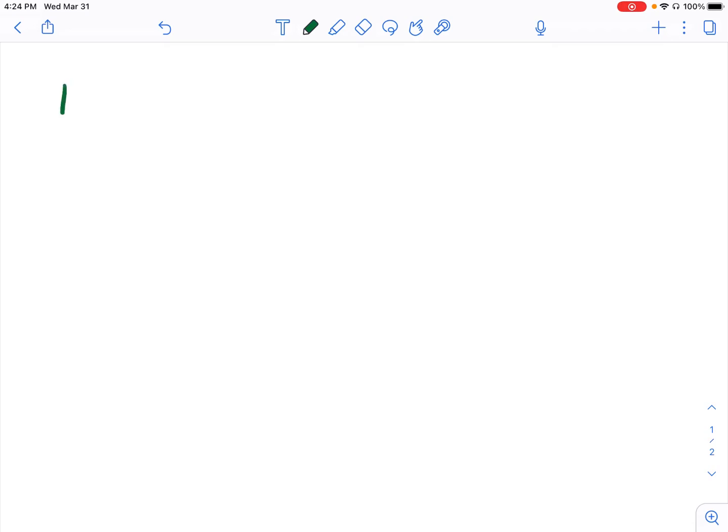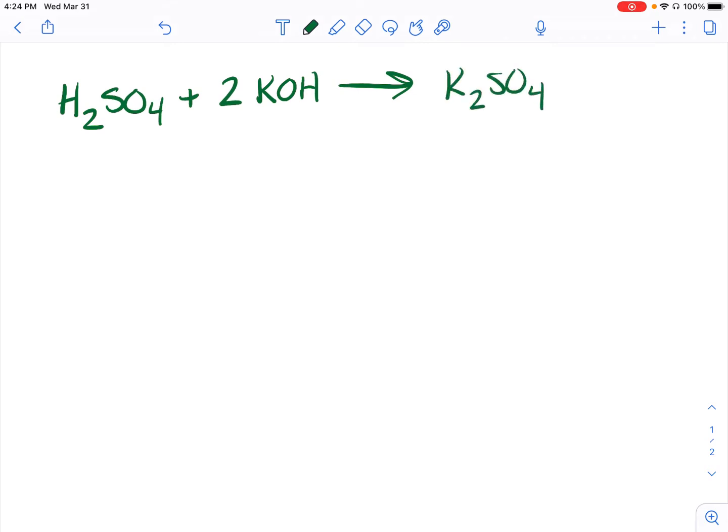So let's start with a balanced chemical equation, and that is a fundamental part of doing stoichiometry. All of this is based off of having a balanced equation to start with. If you don't have a balanced chemical equation, if your formulas aren't correct, then all of this is going to be a bit useless. So I can look at this equation. This is sulfuric acid and potassium hydroxide reacting to produce potassium sulfate and water.